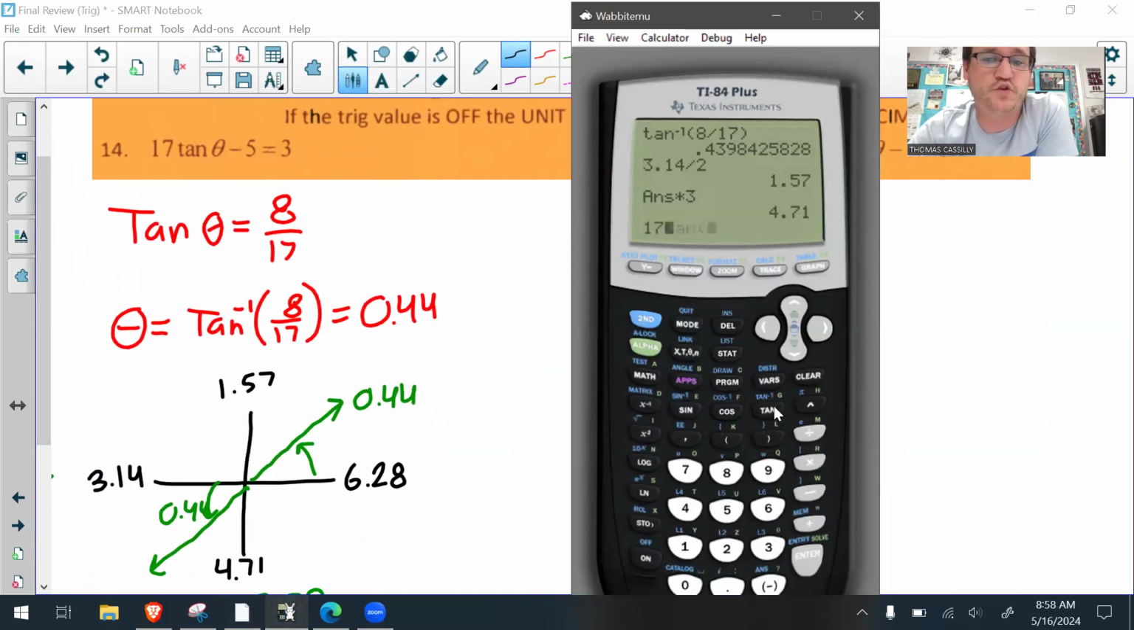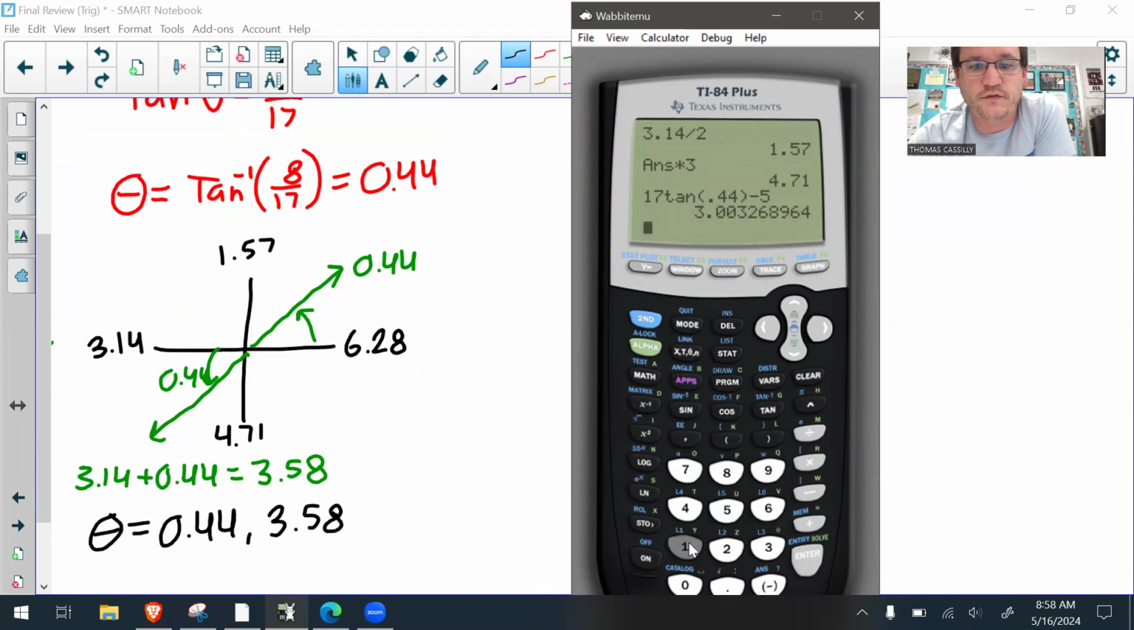This is no different than how we would check it in Algebra 1. So I'm going to say 17 times the tangent of 0.44 minus 5. This should be pretty close to 3, and it is. We could do that with the other one. So I'm going to plug in 17 times the tangent of 3.58. Subtract 5, and again, that should be close to 3, which is very, very close. We round it a little bit. We round to the nearest hundredth. That's why our answers differ in the hundredths place.